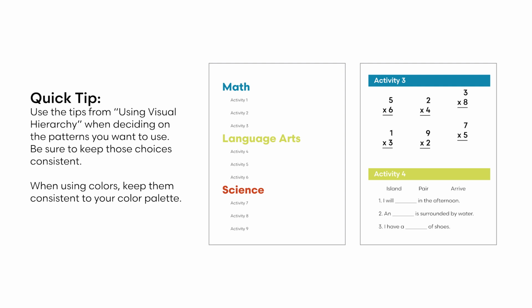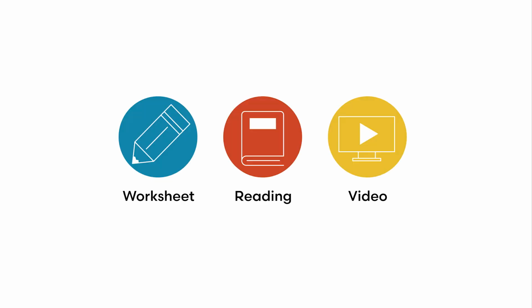When deciding on what kind of pattern you want to use, keep in mind your color palette and your visual hierarchy. Symbols can also be used as an effective way of pattern usage. You can use symbols to associate with different types of content. Here, I've created 3 different symbols. It's pretty obvious which each of them represent. We have a pencil to represent that something's a worksheet, a book to represent that something's a reading, and a play button on a screen to represent a video for a student to watch.